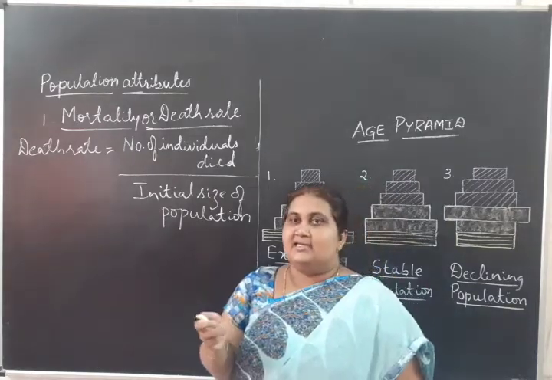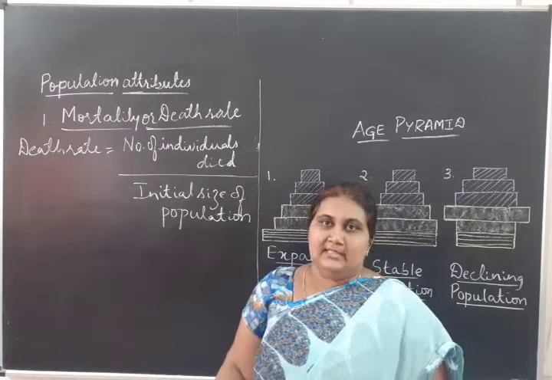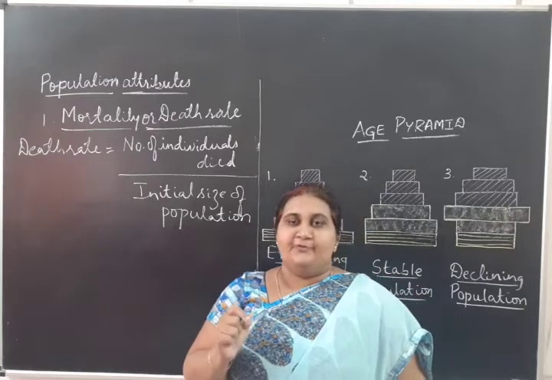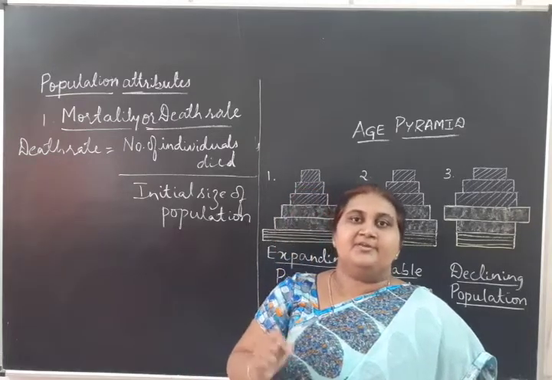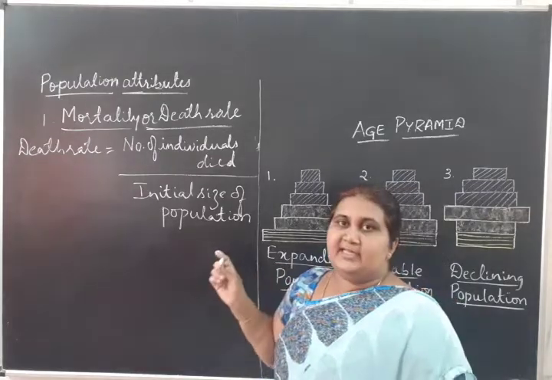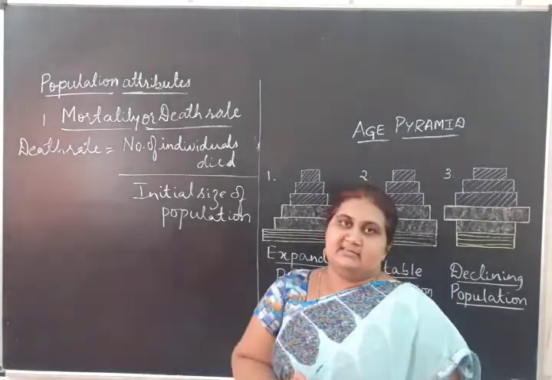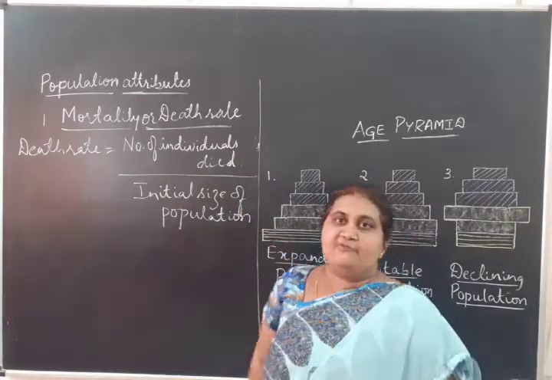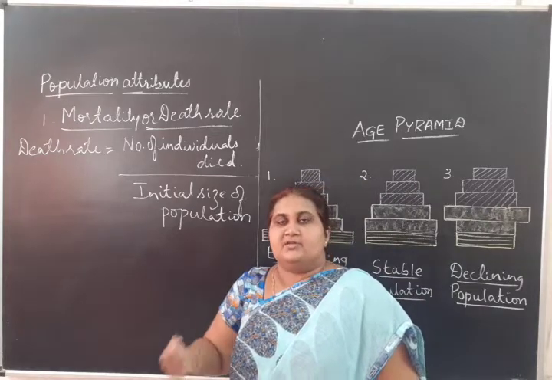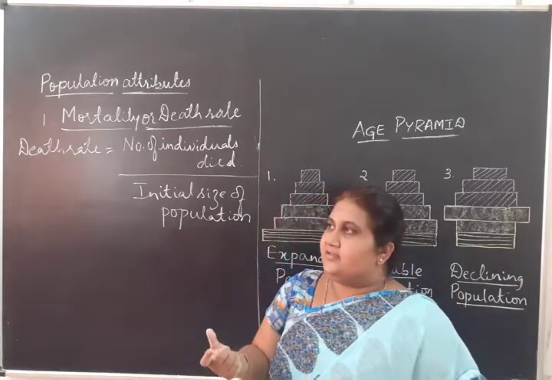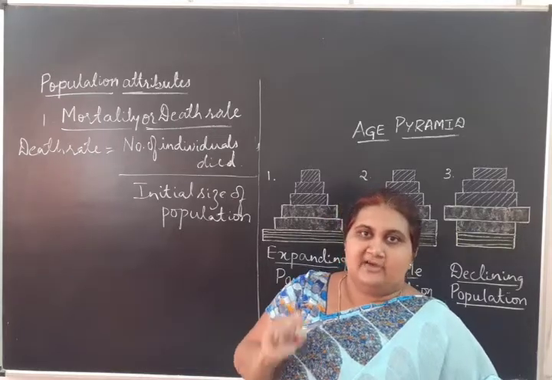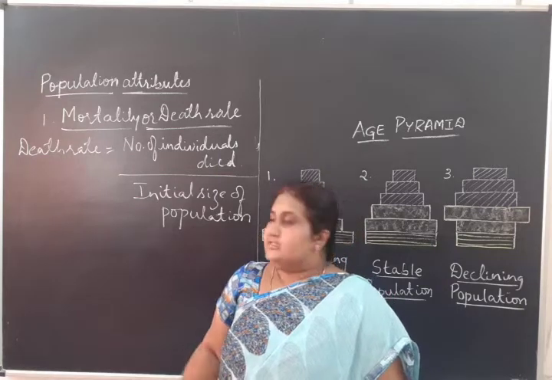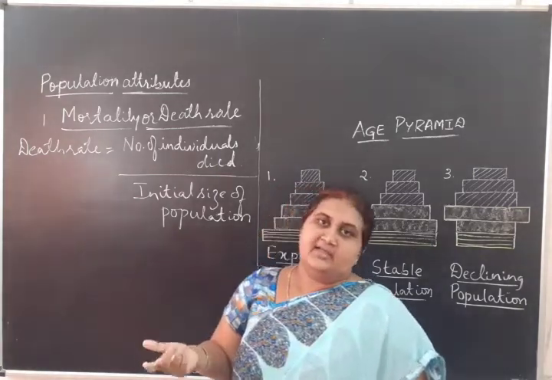So once again I'll repeat, mortality or death rate is the rate of loss of individuals of a unit population per unit time due to death. It is the number of individuals died to the initial size of population. Here also the duration might be a week: within a week, how many flies have died in a flies population. Or it might be a year.